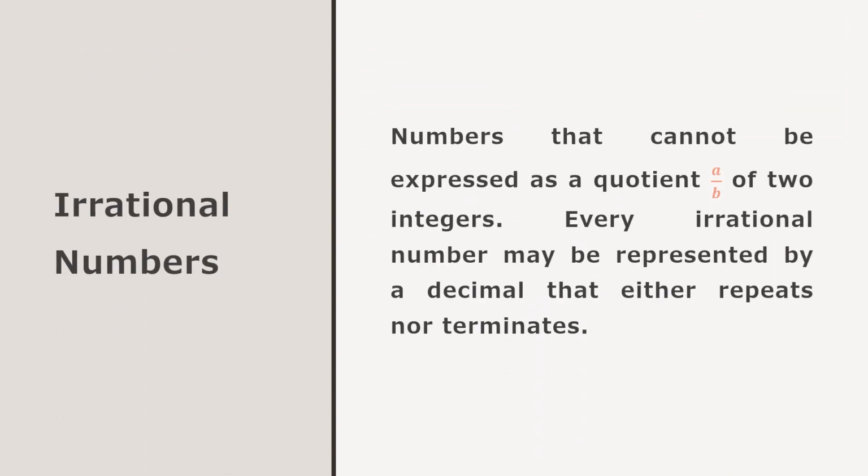Okay, now let's talk about irrational numbers. So those are the numbers that cannot be expressed as a quotient of a over b of two integers. So every irrational number may be represented by a decimal that neither repeats nor terminates. So they could repeat, however, you cannot see a pattern in it. Okay? And it doesn't terminate.